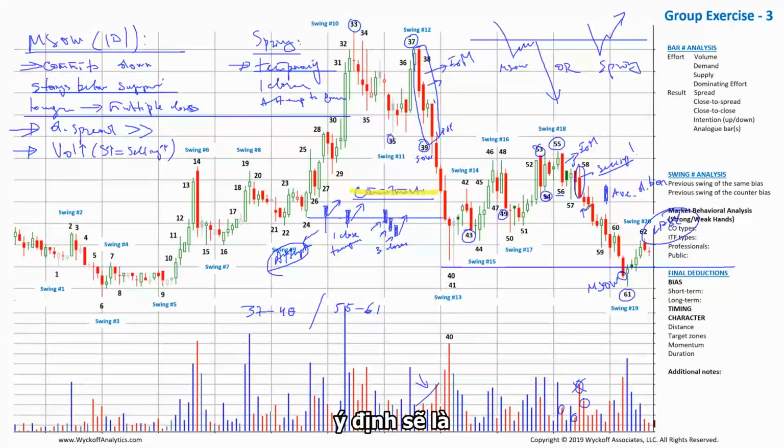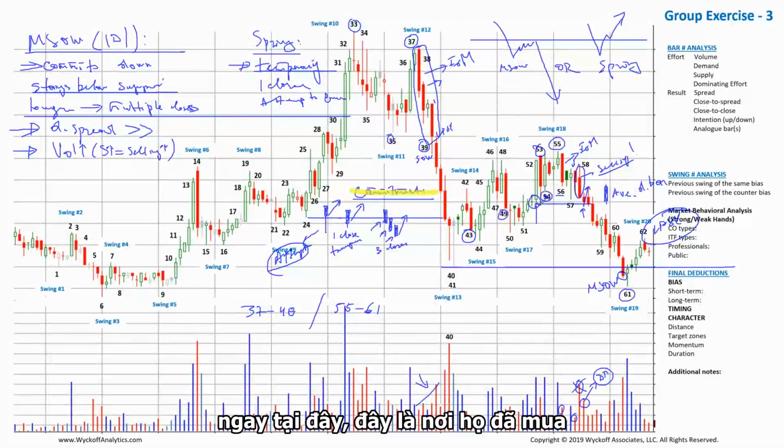The intention would be to go beyond bar 58, which it did. Well, here it's to the downside, we see that there is an attempt to rally here. So in reality, this volume signature is showing us an increase in the demand. And the demand comes because of this bar right here.